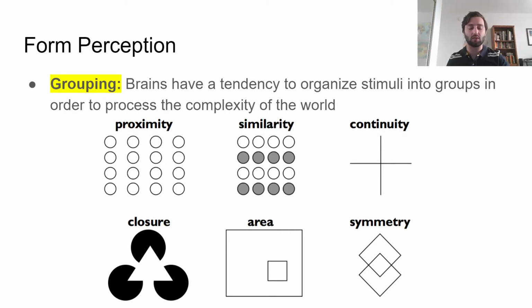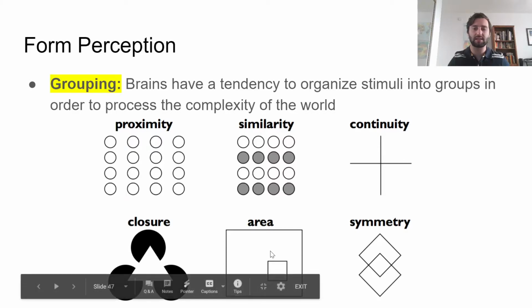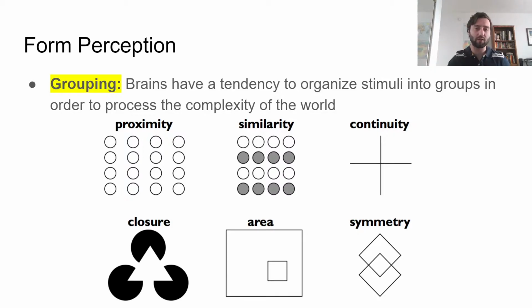And again, the idea is all of this stuff is trying to take a very, very complex world. If you just look around your room, there's a lot going on. There's a lot of complexity. So our brain is trying to take that complexity and organize it, place it into groups, and add some order to what's going on. So here are these 6 main ways that we are going to do grouping: proximity, similarity, continuity, closure, area, and symmetry. Now we're going to talk about each of these individually, except for I believe area and symmetry. Those should be pretty straightforward, but we'll talk about them for just a second.